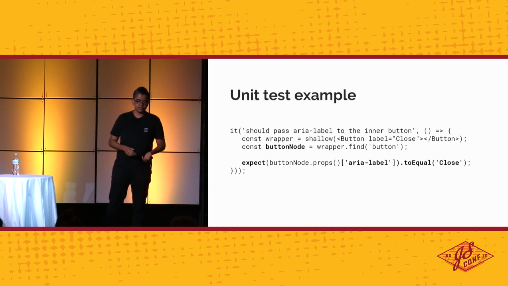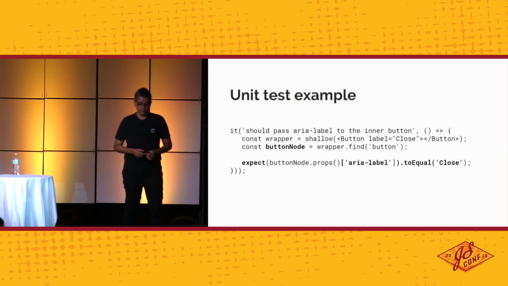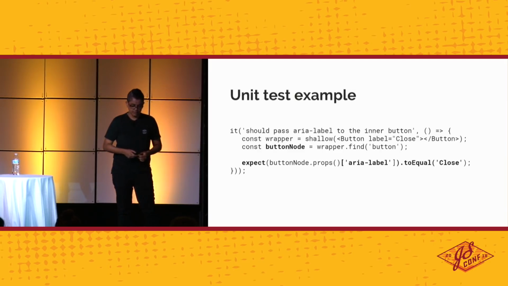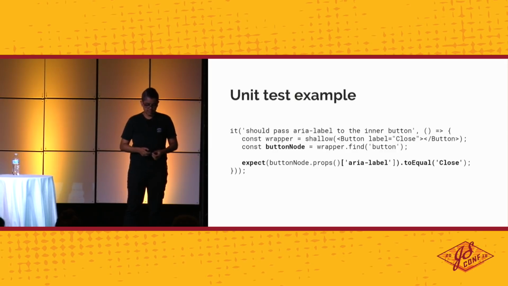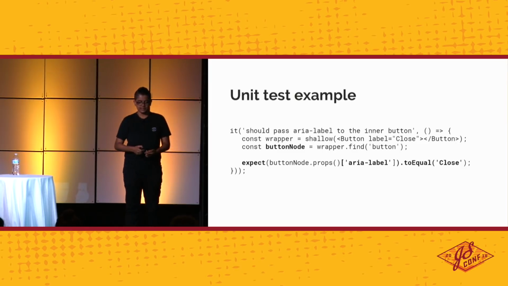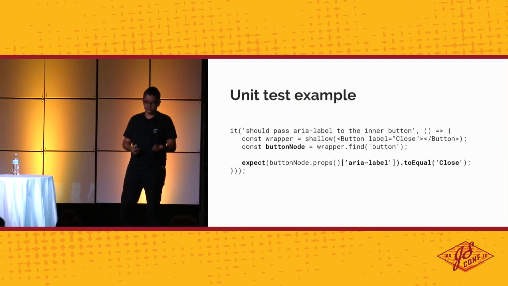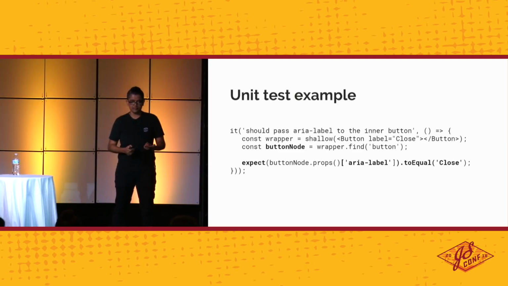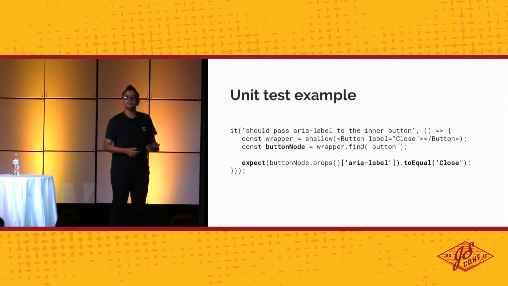Here is a very simple unit test example. Here I have a React component named button, which has a label called close. In this test, I'm checking whether the underlying HTML button has the ARIA label property set correctly or not. This will ensure that the screen reader is able to read the value of this button correctly. So you can think of more tests like this.